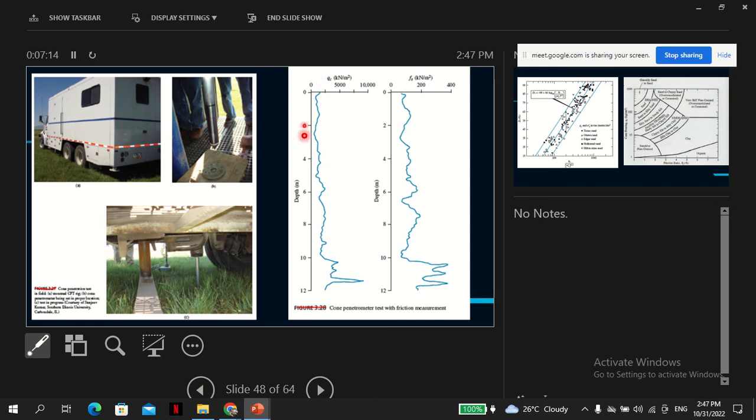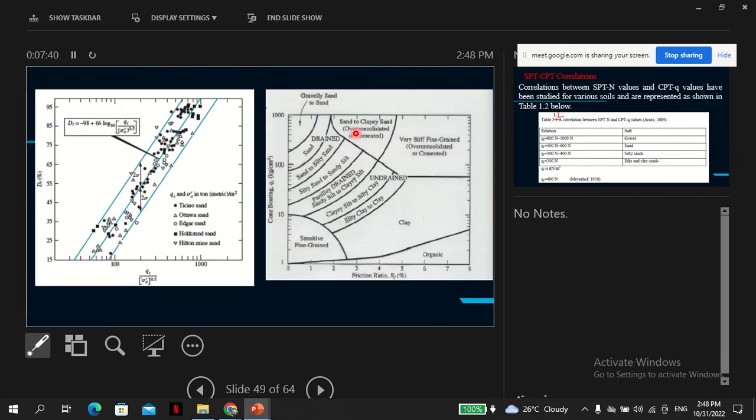You can see there, and on the right is a typical profile. This is the cone resistance, and this is the sleeve resistance, and you can see the profile. This can be obtained within minutes from this advanced test. Of course, the initial one was very rudimentary, but with time there has been improvement.